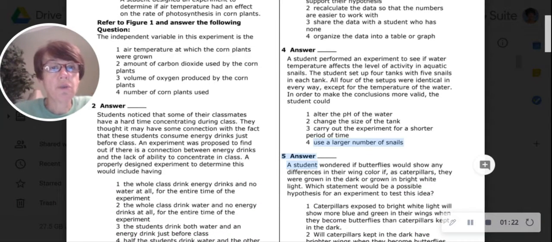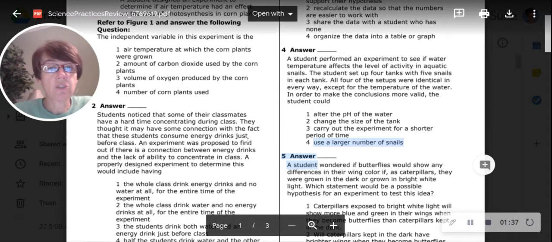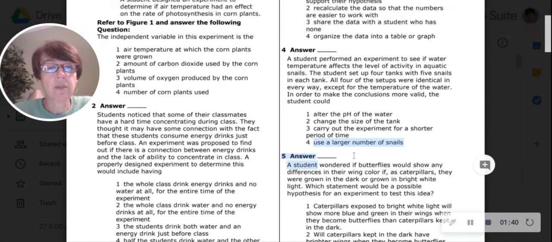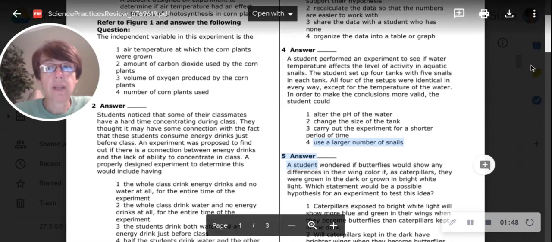Number 2, students noticed that some of their classmates had a hard time concentrating during class. They thought it might have some connection with the fact that these students consume energy drinks just before class. An experiment was proposed to find out if there's a connection between energy drinks and the lack of the ability to concentrate in class. A properly designed experiment to determine this would include. All right, so we're going to do a test to see if drinking energy drinks before we go to class is going to have us have difficulty paying attention in class.